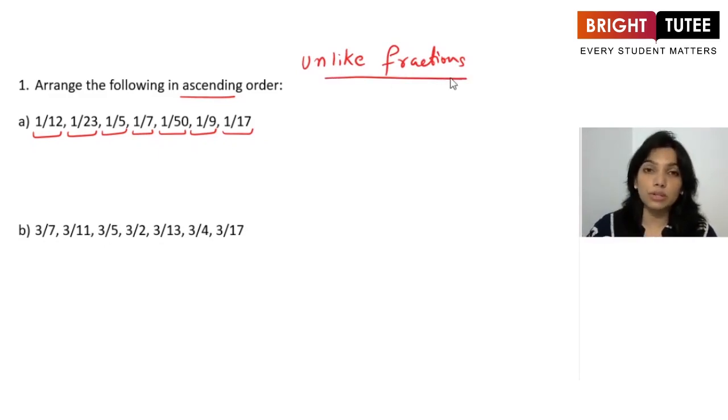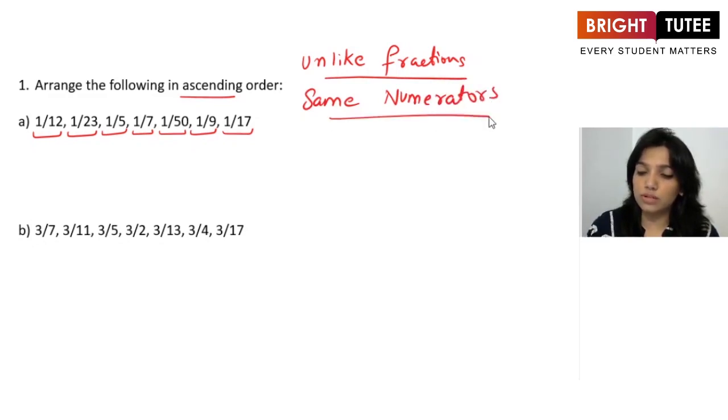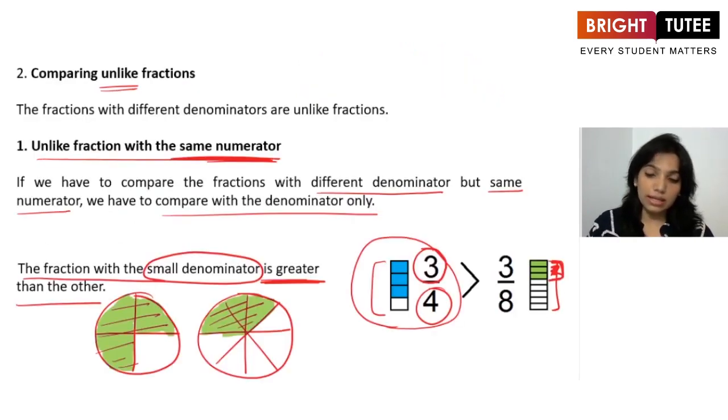Now, what special thing have they got? They have got the same numerators. So keeping these two things in our mind, let us arrange these numbers. We just learned that when we have unlike fractions with the same numerators, we compare just the denominators, and the one which is smaller is basically the bigger.